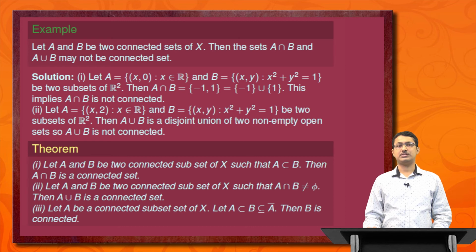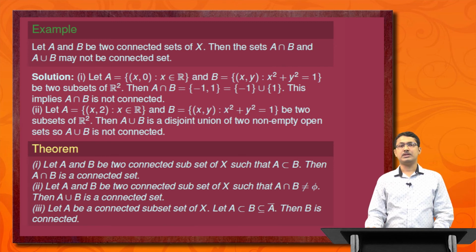And finally number 3: let A be a connected subset of X and let A be a subset of B, and B is a subset of A bar. Then B is connected. That means if B is equal to A bar, then A bar is connected. So that implies if A is a connected set, then A bar is connected.